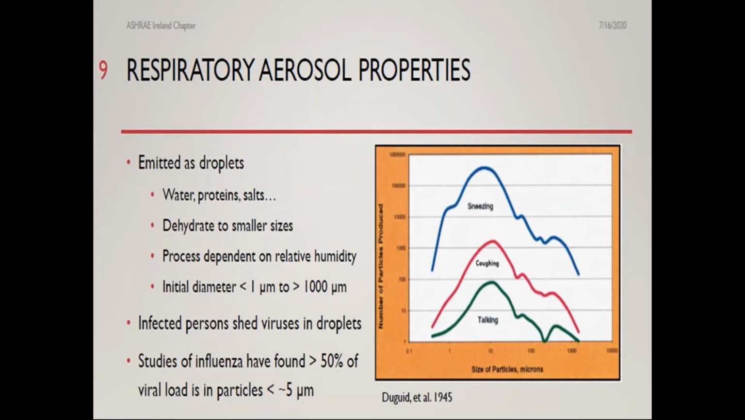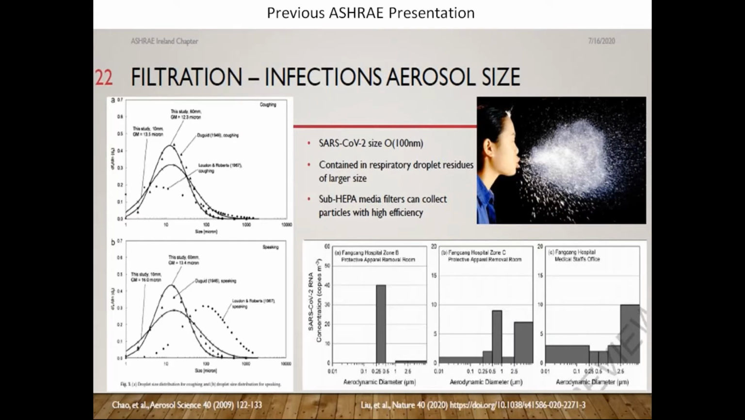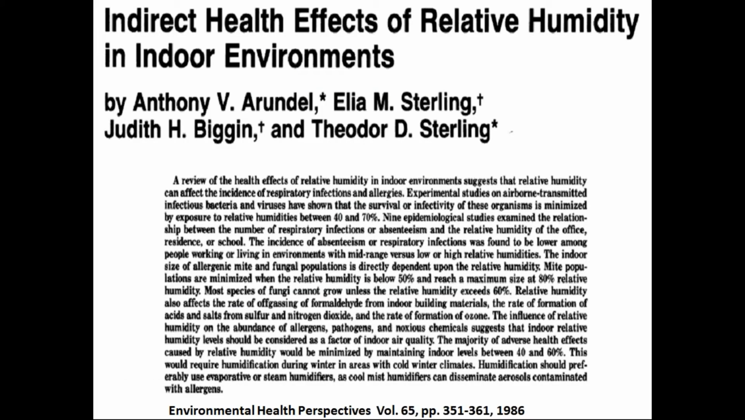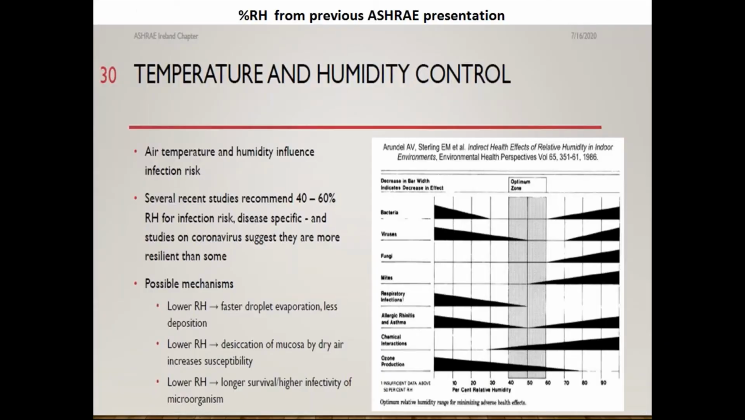There's also an interesting study there from 1945, which showed influenza has 50% of the viral load in particles less than 5 microns. So for 5 microns, maybe previously it was believed they didn't carry a high load, but for influenza they do. And this study showed that for SARS-CoV-2, yes, they do. If you look at that research from China, it shows that the smaller droplets are of concern and they do carry the viral load. And we had this previously again from Riva. And then on relative humidity, there was research done in 1986. And we had this previously, which showed the sweet spot in the middle.